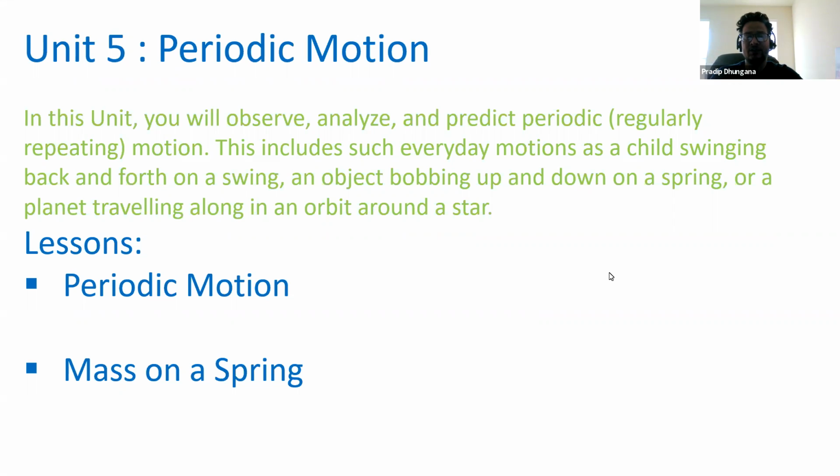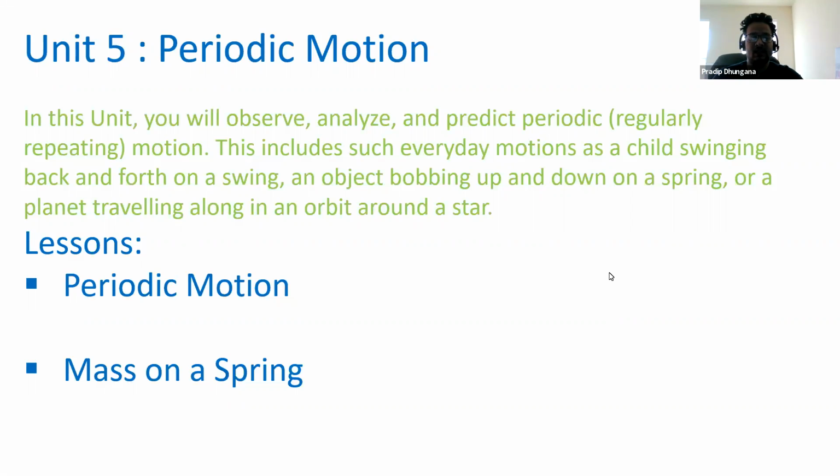This includes everyday motion such as a child swinging back and forth on a swing, an object bobbing up and down on a spring, or a planet traveling along in an orbit around a star. All these types of motion are examples of periodic motion.